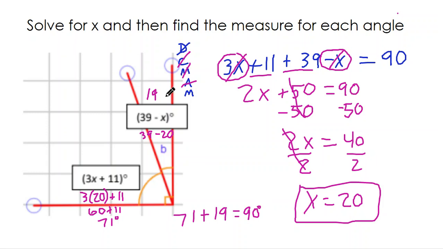So whenever you have complementary angles, you just add those two together. So I've added these two things together. I put a plus sign in between them, and I set it equal to 90. And then I solve for x.